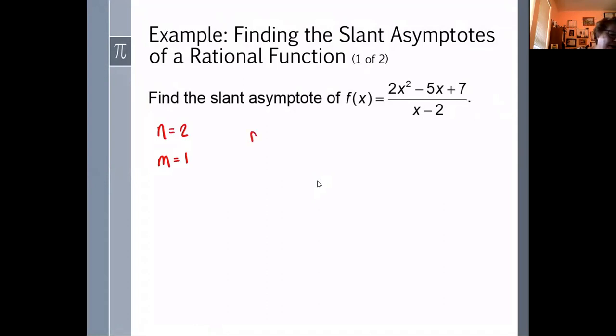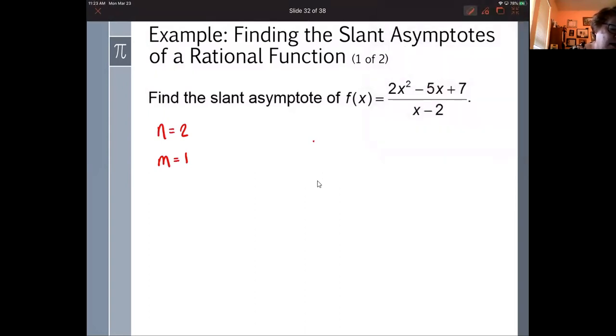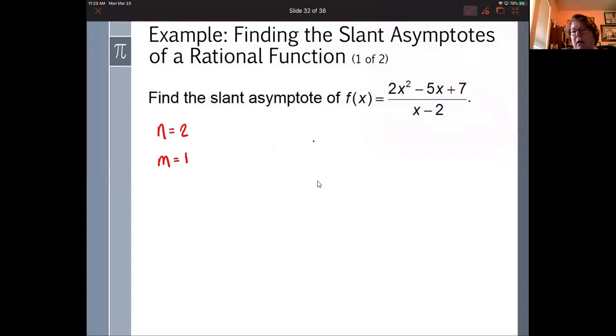Now I probably need to factor this to make sure there are no common factors. And I'm not sure that numerator is factorable. So we're good to go there. All right, so how do I determine what the slant asymptote is? I'm just going to use synthetic division. And I can use synthetic division because my denominator is in the form x minus a constant. So I can use synthetic division if it's a first degree divisor in the form x minus or plus a number.